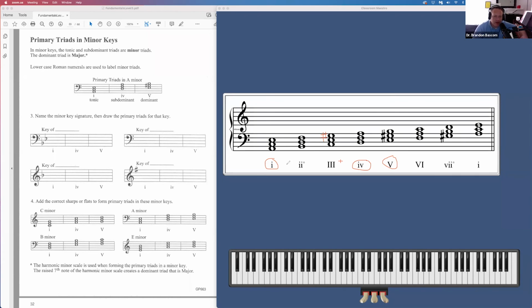So we're going to have a lowercase 1, a lowercase 4, a raised 5. We're going to raise scale degree 7 here. In this case, it becomes a G sharp. Sometimes it might become a natural sign, or sometimes it might become a flat. So depending on what key we're in. Okay, so we are writing out what key are we in? 2 flats for minor. That's G minor.